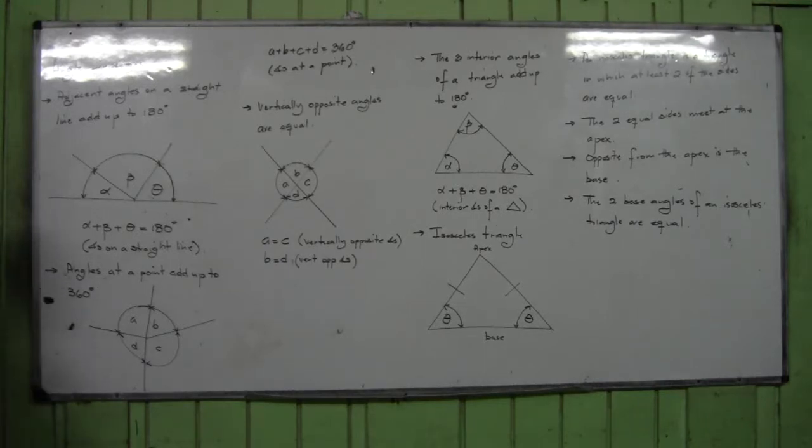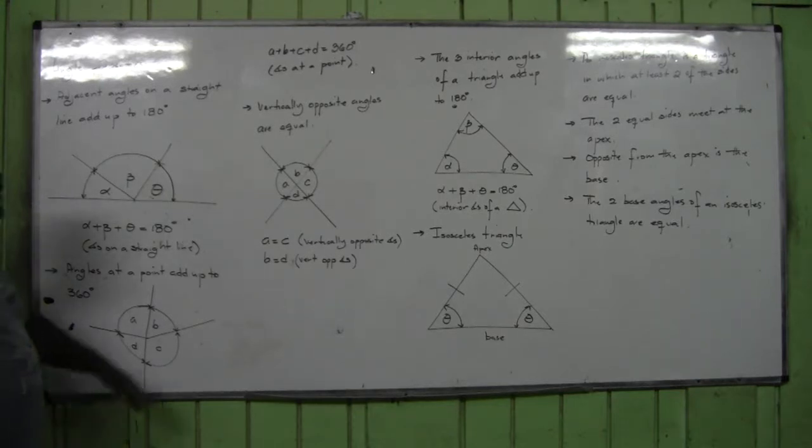Number 2, angles at a point add up to 360 degrees. So here we have four angles A, B, C, D, and they meet at a point. They're sort of like adjacent angles meeting at a point. These four angles add up to 360 degrees. They're angles at a point. Stay with me.